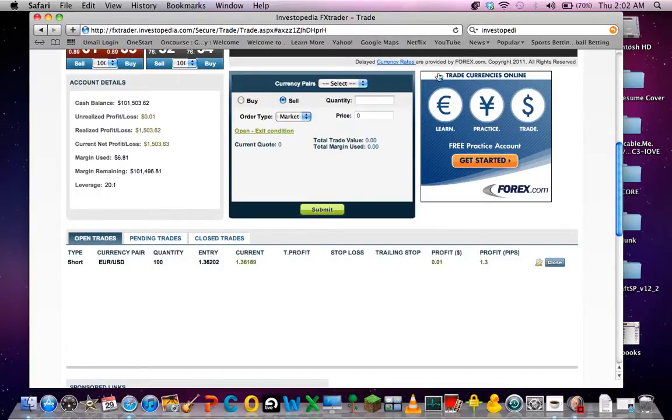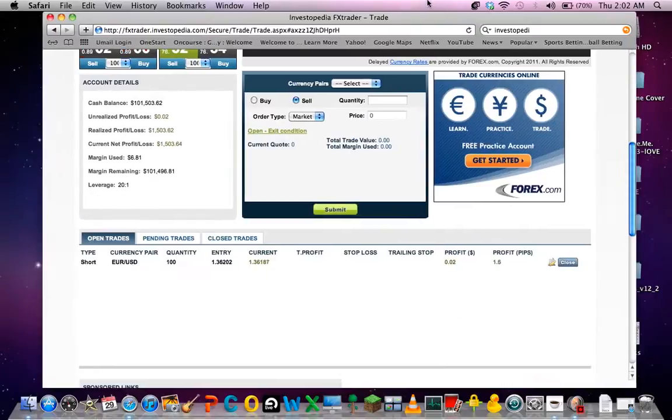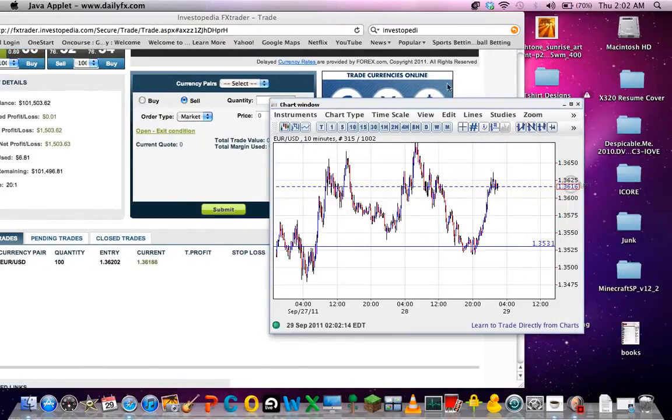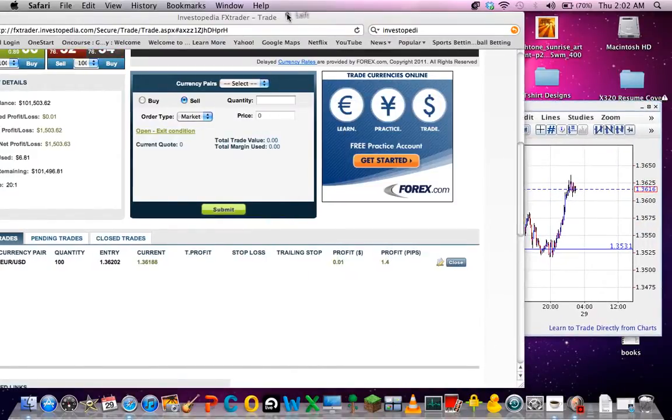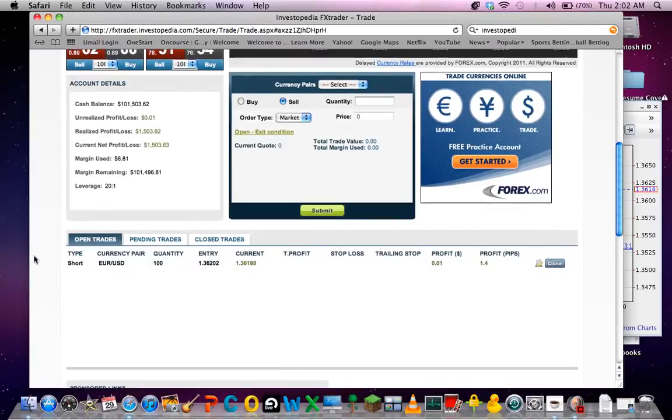Obviously from the point when I did that to now, it's only gone down about 1.6 pips. So I haven't really made too much of a profit yet. But hopefully if the trend continues, you could make a profit on that.